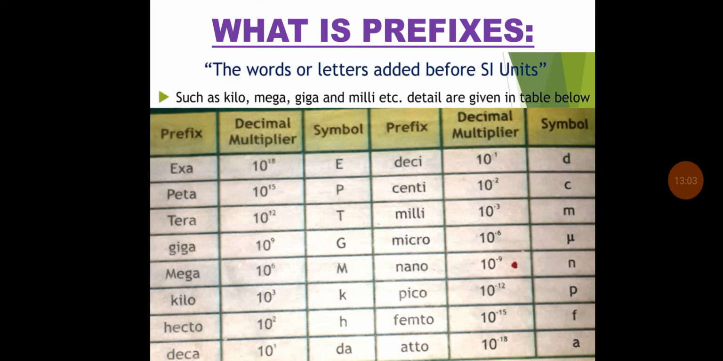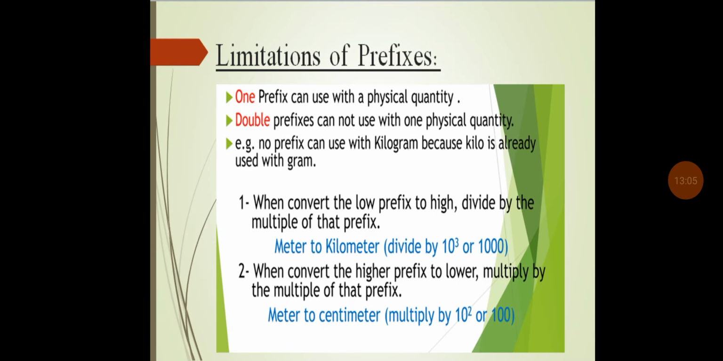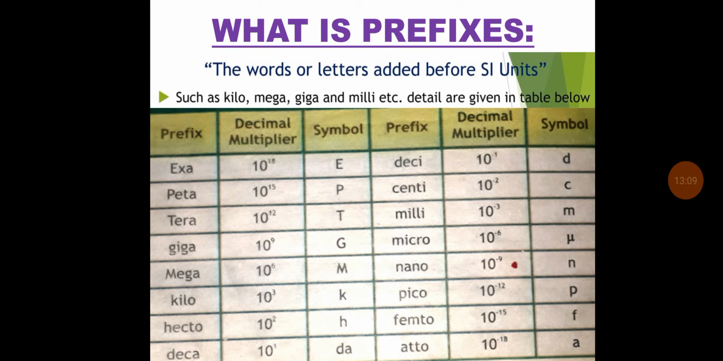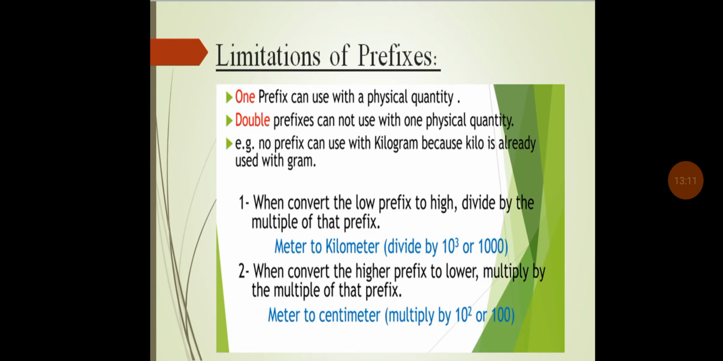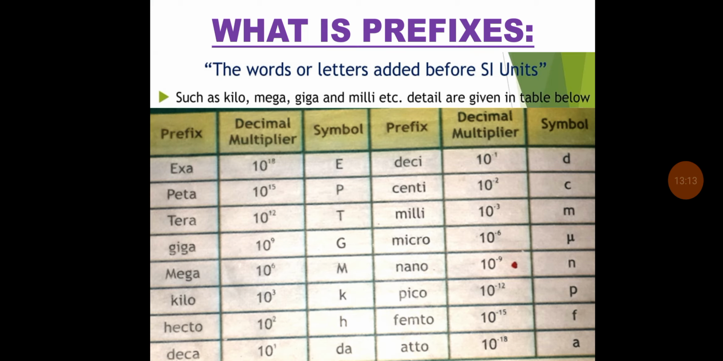Then we have deci 10 power minus 1, centi 10 power minus 2, milli 10 power minus 3, micro 10 power minus 6, nano 10 power minus 9, pico 10 power minus 12, femto 10 power minus 15, atto 10 power minus 18. So we have these different types of prefixes.